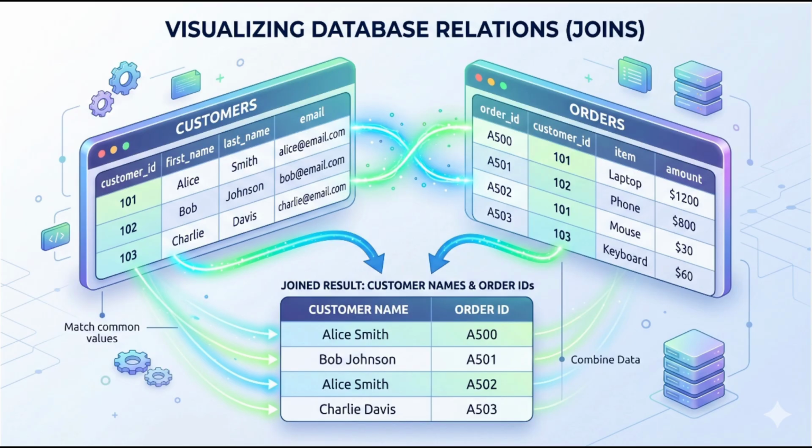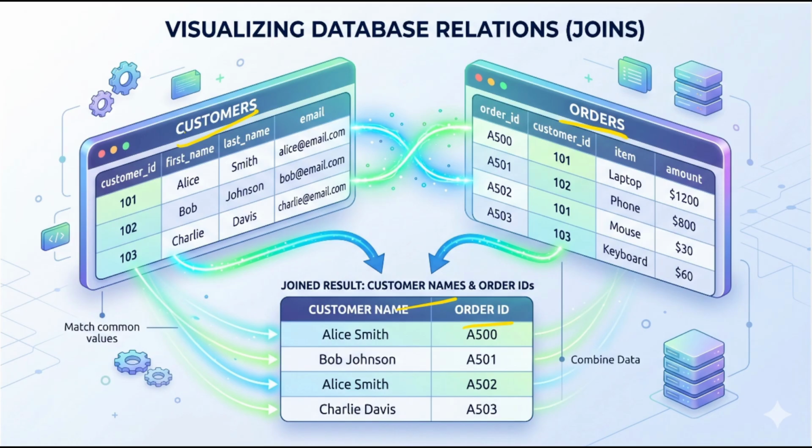Now let us understand a concept called JOIN. JOIN is one of the most important ideas in SQL. A restaurant database usually stores information in separate tables. As shown here, there is a customers table, and there is an orders table. We want to make a joined result with the customer name and the order ID in the same table.